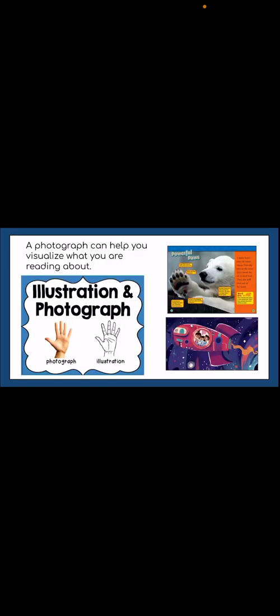Illustrations and photographs. First I'm going to show you the difference between an illustration, which is on the bottom here, that rocket ship. That is just a drawing by an illustrator. That would be in a fiction book. On the top is a photograph. That is a real photo of a polar bear. So photographs can help you visualize what you are reading about.